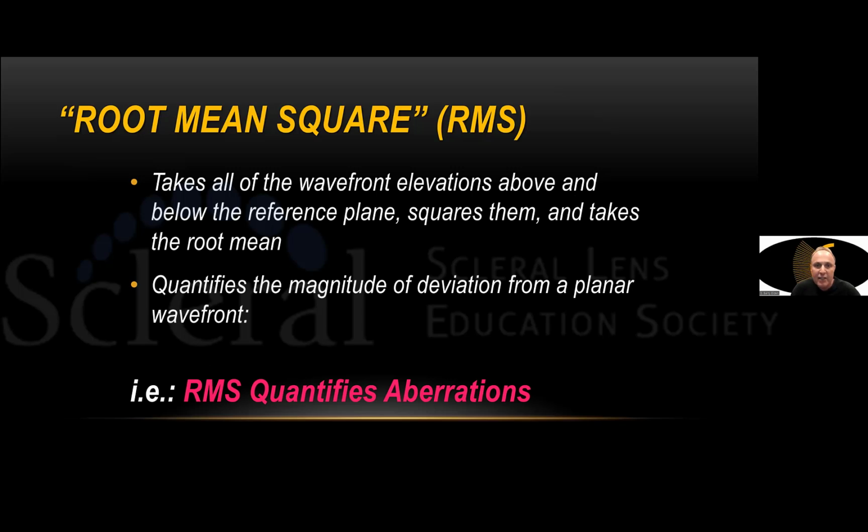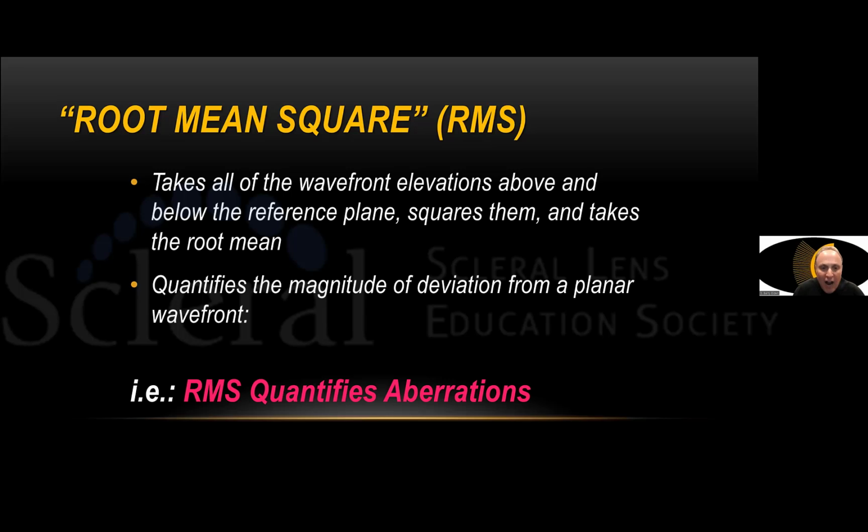Basically, what it is that it takes all of the wavefront elevations and squares them in a mathematical formula and then takes the root mean. What the heck does that mean? I don't know. I remember learning this years ago. It doesn't matter. The bottom line is that RMS is equivalent to a quantification of aberrations.